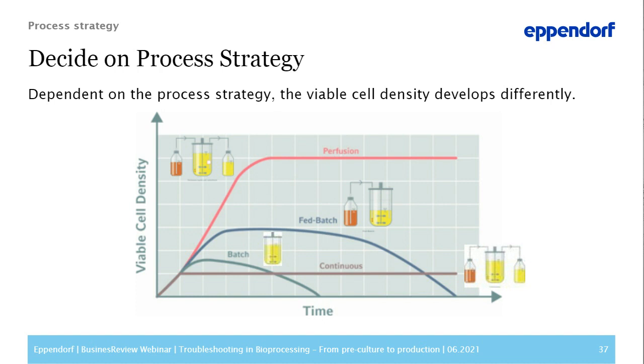The third type of strategy is a continuous process in which you constantly add fresh nutrient solution and you are constantly harvesting your culture, thereby maintaining a steady state, which gives you a constant daily yield. And the fourth type of strategy is a perfusion run, in which you are retaining the cells in culture, adding fresh nutrients, and only removing spent media. This gives you a very high yield because not only are you adding fresh nutrients, but you're also constantly removing toxic metabolites from your run.